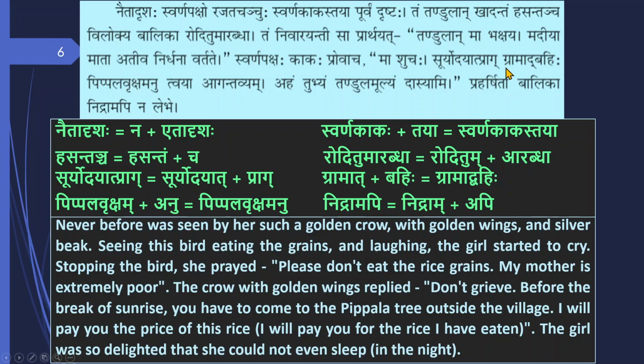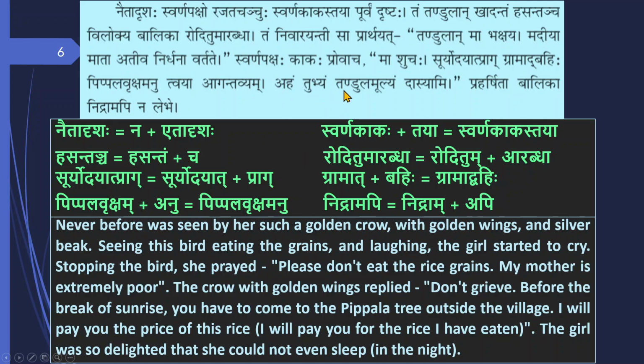Suryodayat Prak Gramat Bahihi Pippala Vriksham Anu Tvaya Agantavyam. Suryodayat Prak is Suryodayat plus Prak, Gramat plus Bahihi, Pippala Vriksham plus Anu. So, before the break of sunrise, Purvad Suryodayat Prak, you have to come to the Pippala tree outside the village. Gramat Bahihi is outside the village. Pippala Vriksham Anu, you have to come close to the Pippala tree.